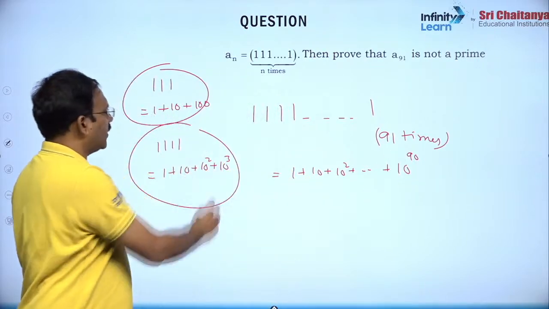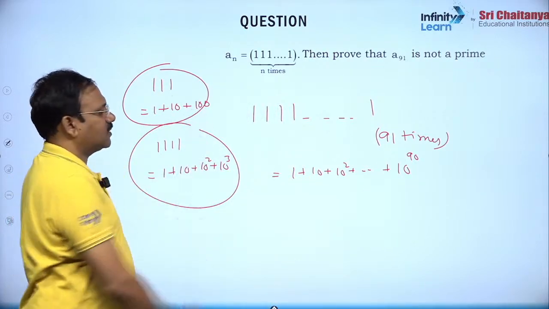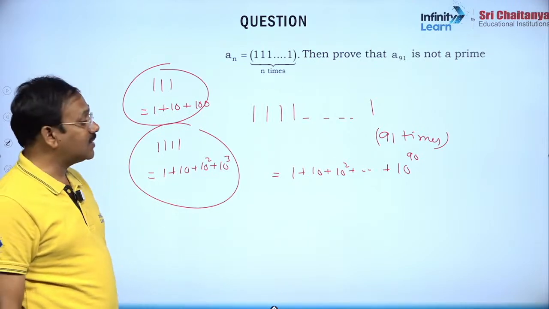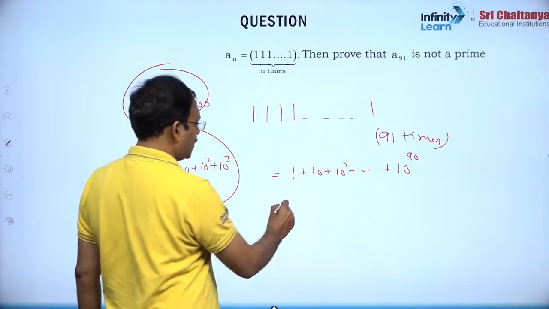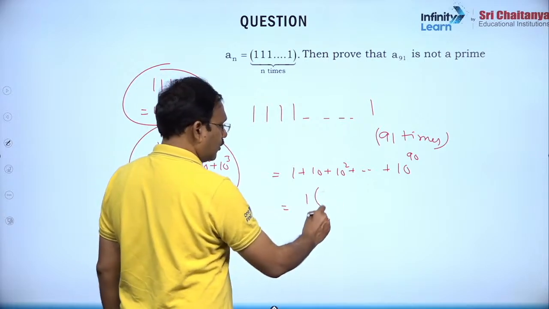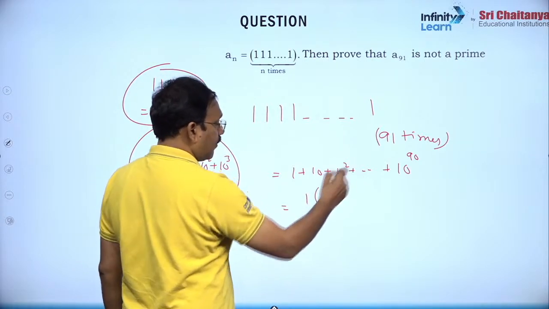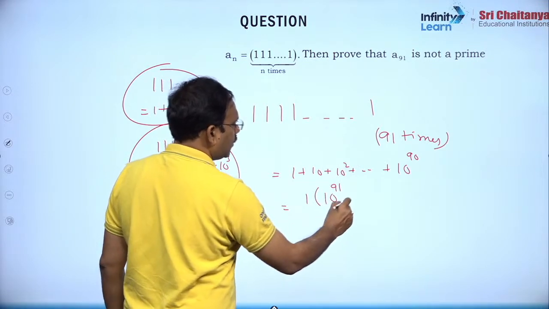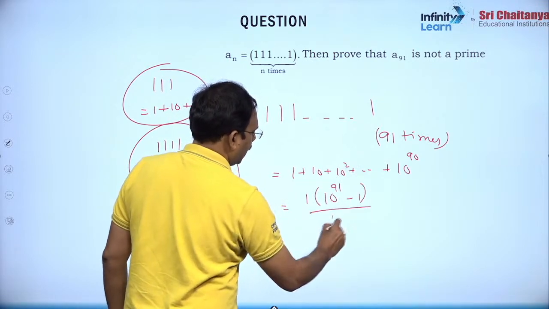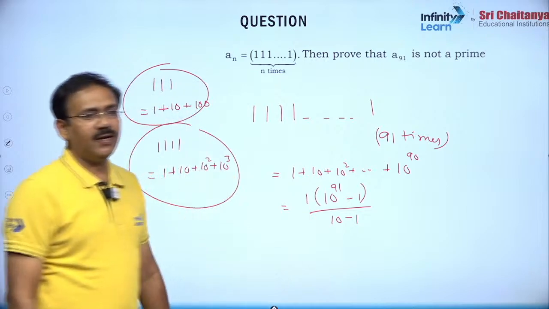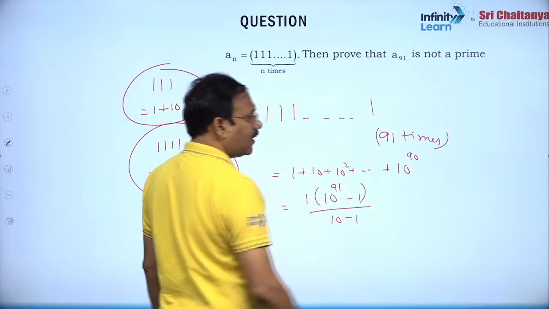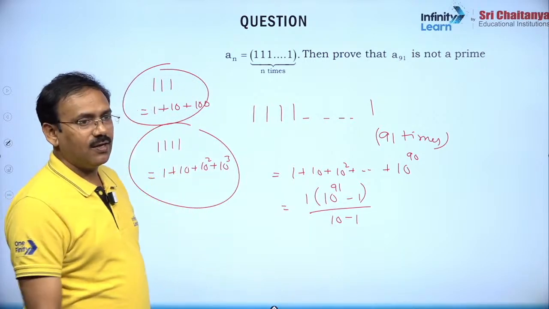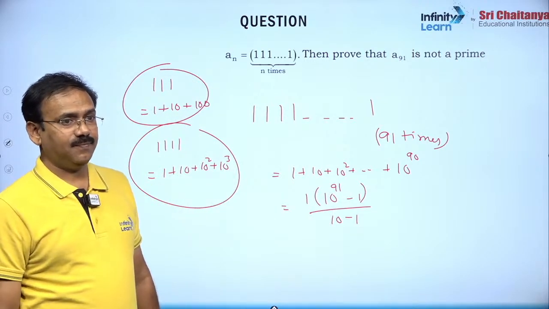You see, 4 ones means 10 cube, 3 ones means 10 square, 91 ones means power 90. It is a GP, my dear friends, with first term 1, common ratio 10. Number of terms are 91. A into r power n minus 1 by r minus 1. That is fine. Now here the interesting point is 91 is 13 into 7. So can I write it as?